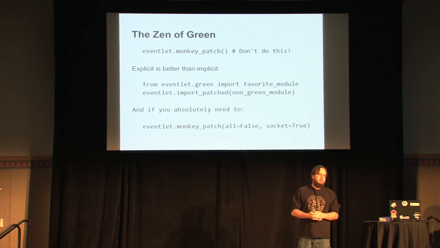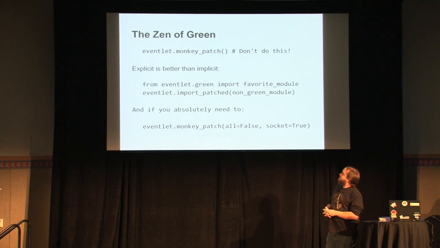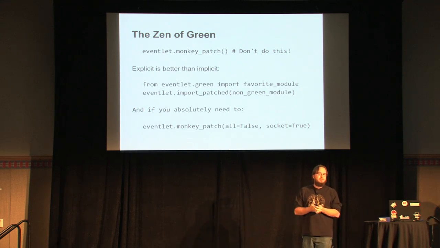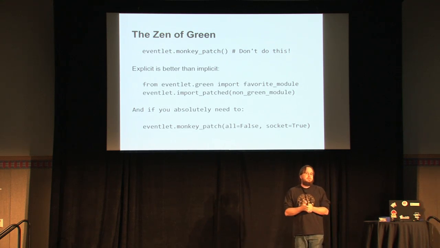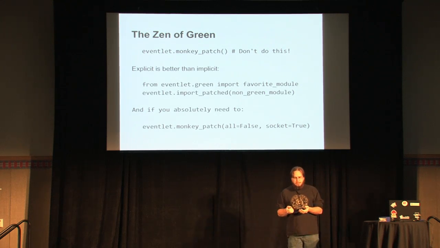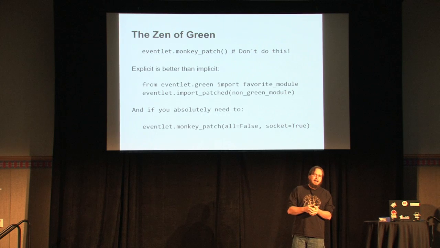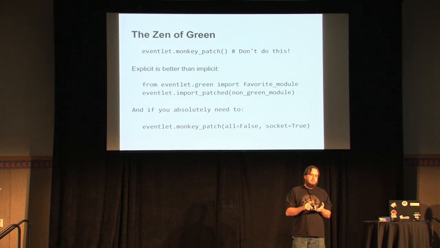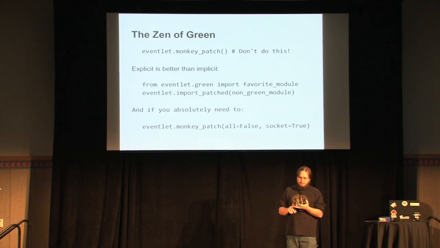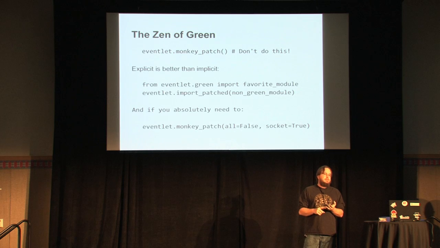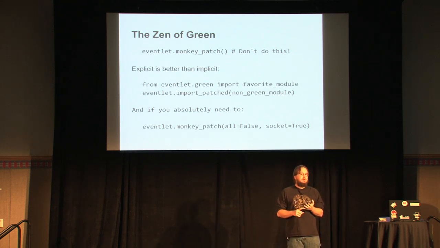One of the big mottos that's actually part of the Zen of Python is explicit is better than implicit. So if at all possible, the best way to use Eventlet is to import what they call green modules. From eventlet.green, there are all the standard Python library modules that have been pre-patched and pre-set up so that you can use them effectively. So if you're using urllib, httplib, or threads, and you want to patch threads to use Eventlet instead, all these different libraries have already been set up. That's the best place to start.